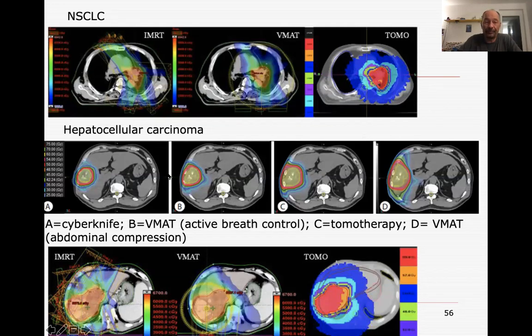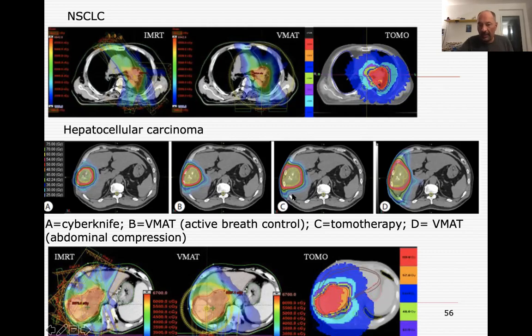I'm sorry, the hepatocellular carcinoma is down here. This is, of course, non-small cell lung cancer. It's a lung tumor. This is the hepatocellular carcinoma, and this is CyberKnife. This is VMAT with active breath control, so the patient is asked to hold the breath. This is tomotherapy, where you don't use any compensation for the movement. And this is VMAT with abdominal compression. So you see the different treatment plans that you get with the different techniques.